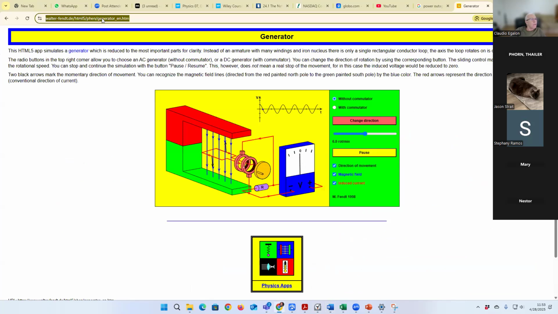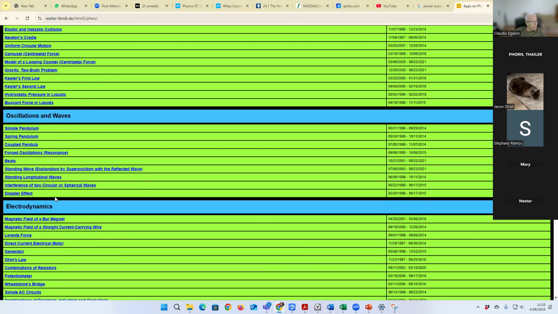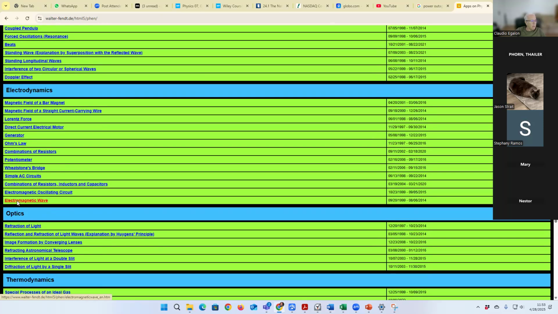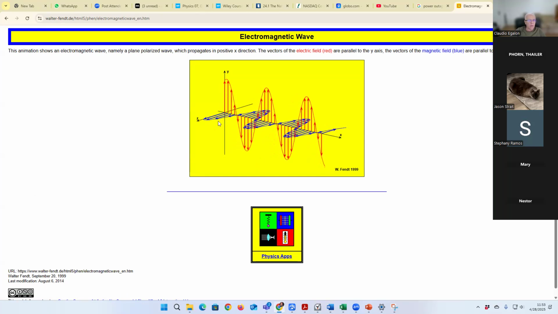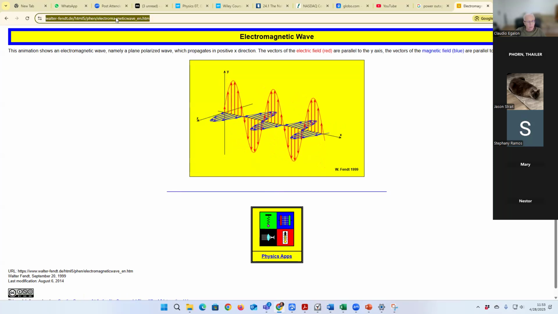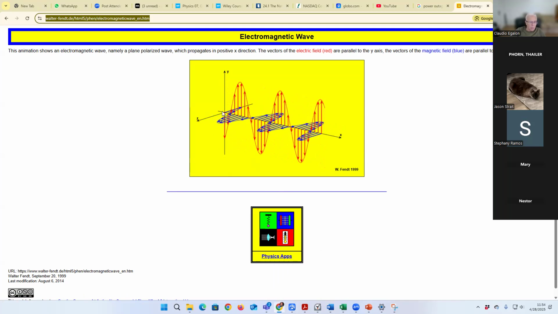Okay, so I have to go back here. Now, mechanics, oscillation and waves, standing waves, electrodynamics, electromagnetic waves. Okay, here you go. That's how it should be looked into. Note that the electric field is perpendicular to the magnetic field. I'm going to put this link, and it's moving from the left to the right, right?